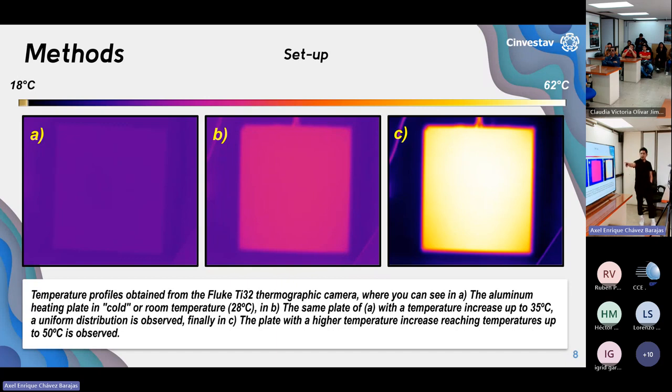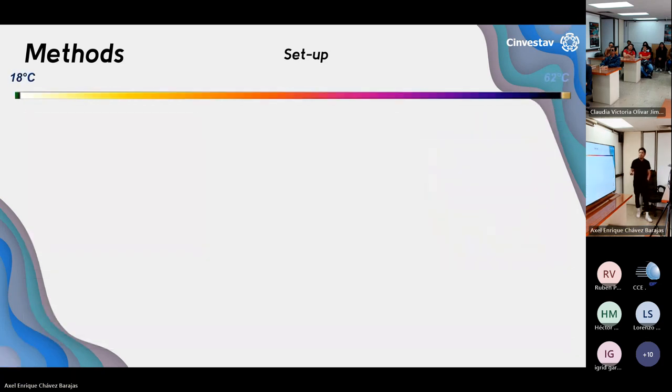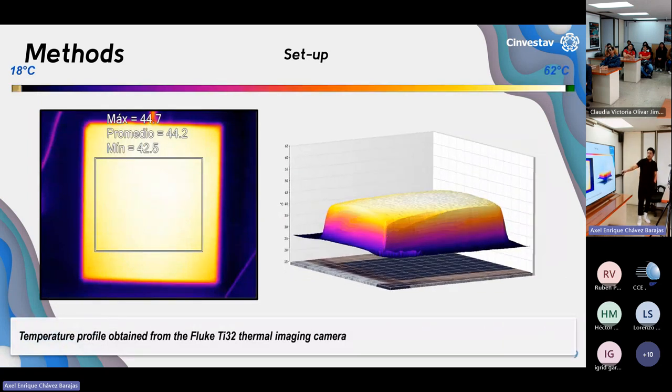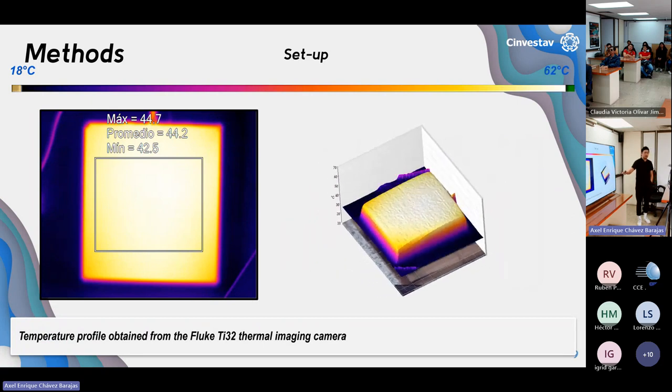In the first one, item A, we can see the temperature profile obtained from the Fluke TI-32 thermographic camera, where you can see the heating plate at room temperature. In item B, you can see the same plate, but increased up to 35 degrees Celsius. And in item C, you can see the temperature of the same plate, but at 50 degrees Celsius. So you can see here another view of this validation. You can see the temperature distribution pattern.